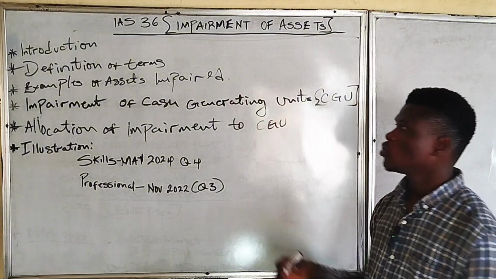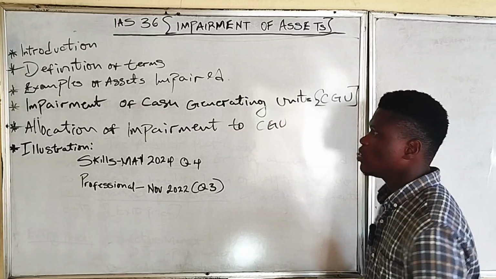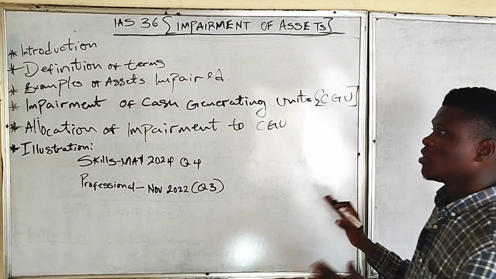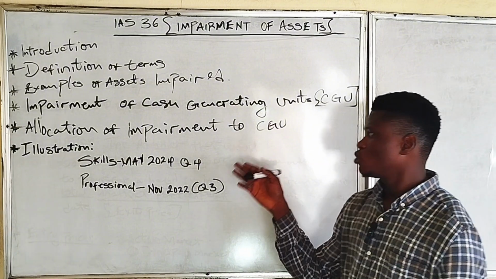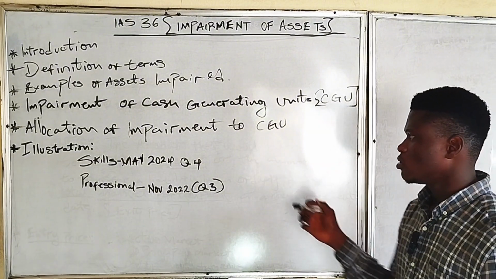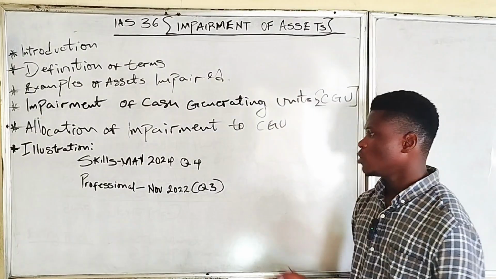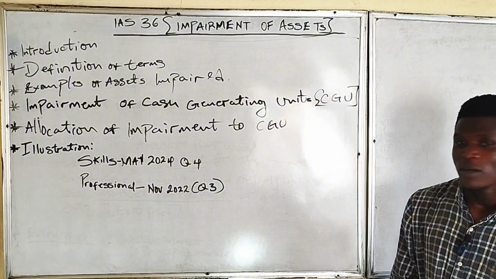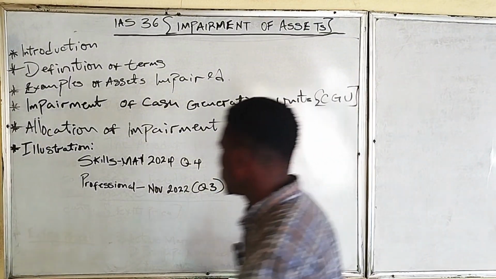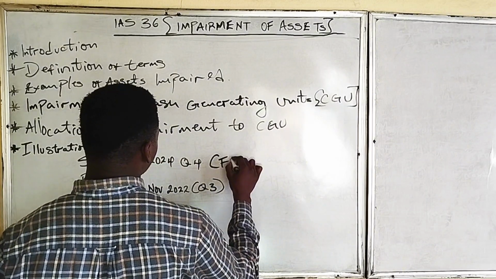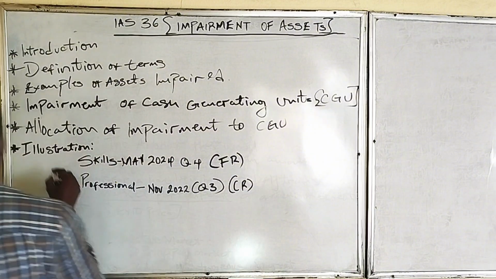So we'll be talking about the introduction, definition of terms, examples of assets impaired and those that are not impaired, impairment of cash generating units, which is another segment itself, then allocation of impairment to cash generating units. Then we have two illustrations from past questions. This is skills ICAN May 2024, question 4. We also have professional level CR November 2022. So this is financial reporting and this is corporate reporting. ICAN.